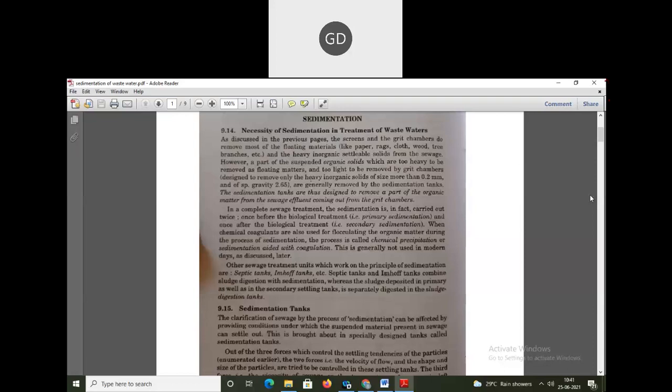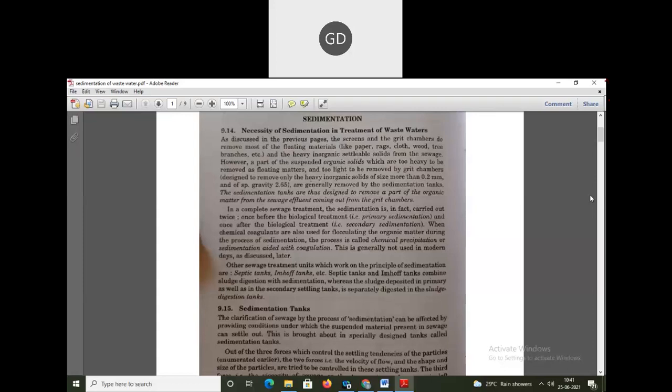But in that sewage, after removing those, there remains a part of the suspended organic solids, which are neither very heavy, so that they can be removed as floating matter, nor very light, so that they can be removed by the grit chamber. So that part of the suspended solids remains there, and it cannot be removed by the grit chamber or by screening. Such suspended organic solids can be removed by the process of sedimentation.